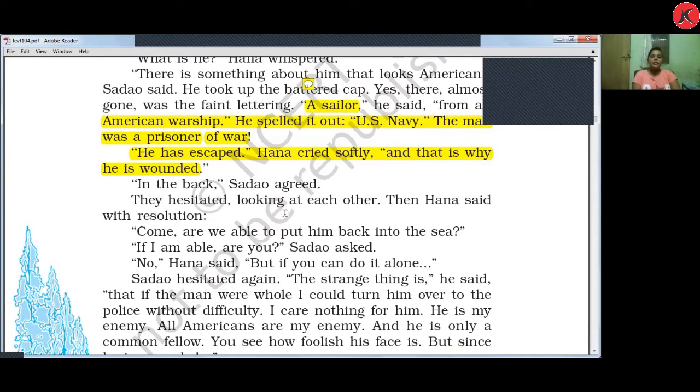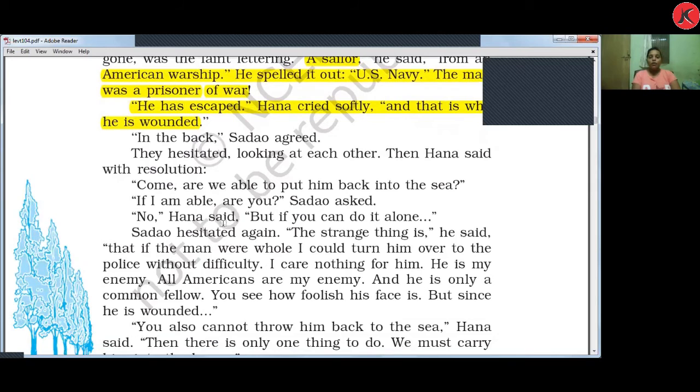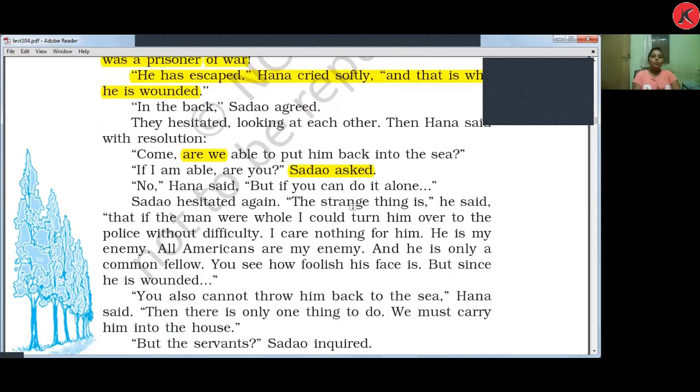"Maybe." He hesitated, and they looked at each other, wondering what to do, because they are in a dilemma, to be or not to be. Then Hannah said with resolution, "Come, are we able to put him back into the sea? If I am able, are you?" Sadao asked, do you want to come and help me put him into the sea? "No," Hannah said, "I don't think I can help, but if you can do it alone, then do it."